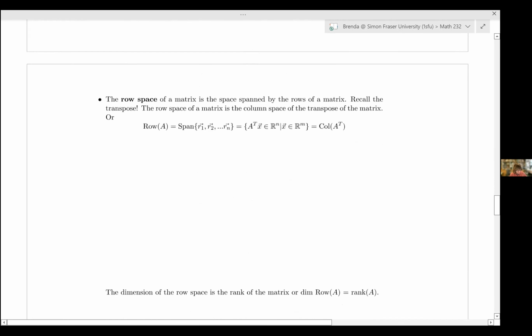Okay, just before we take a more careful look at that, we're going to get a handle on the row space. The row space is the space spanned by the rows. So also we're going to see here that there's an important role for the transpose.